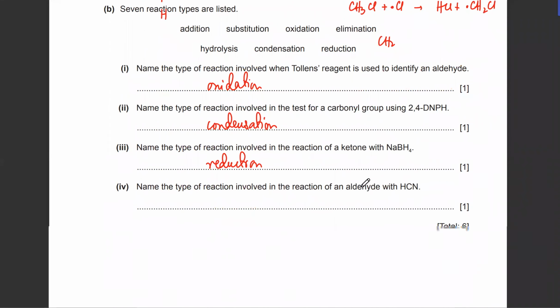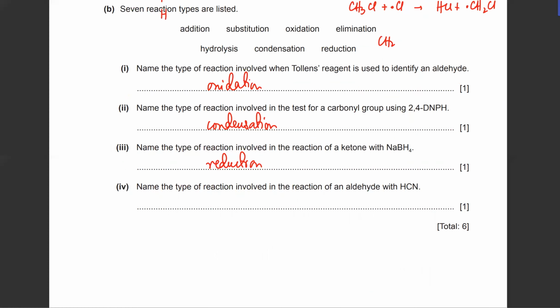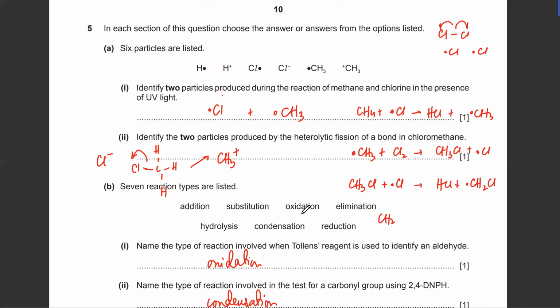Name the type of reaction involved in the reaction of an aldehyde with HCN. So nucleophilic addition, and both aldehydes and ketones undergo nucleophilic addition with HCN. The word nucleophilic isn't written here, but addition is written. Even if you write the complete name, it's still going to be correct. Is that clear? Is this clear to everyone? Yes, sir.